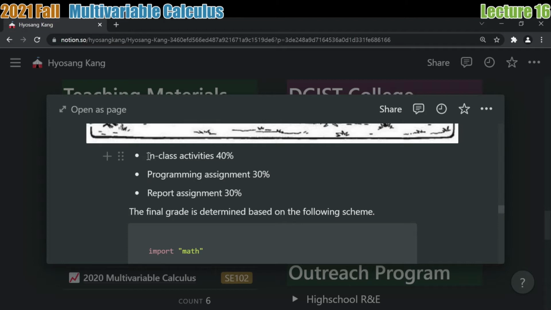You can get easily 40% in in-class activities like question sections, and the programming assignment is simply following what I have shown in the classroom. And the report assignment is also something you can do easily if you just start working earlier, right? So I'm not asking you to do well. It's just do it on your own timeline and then finish it on time.